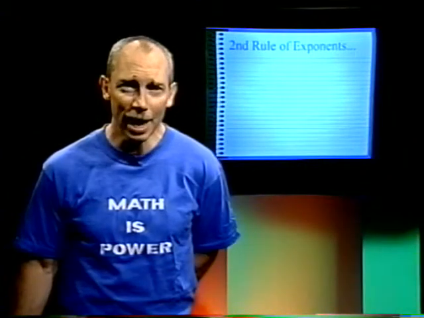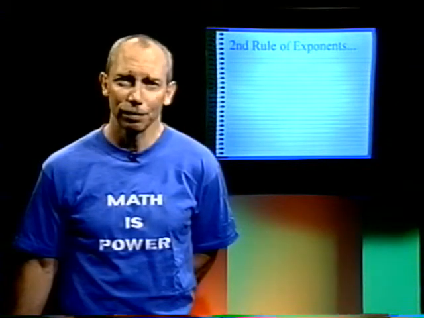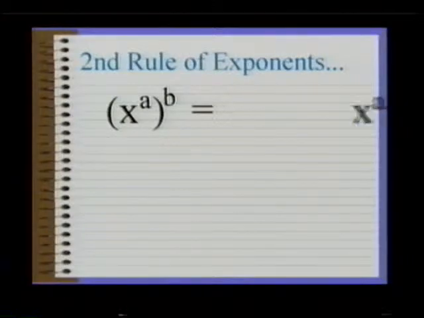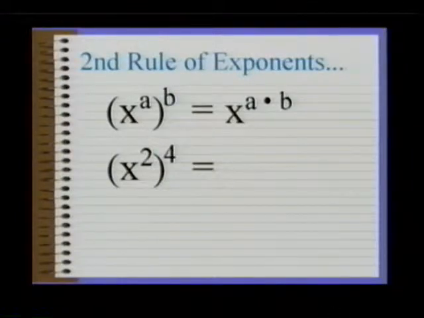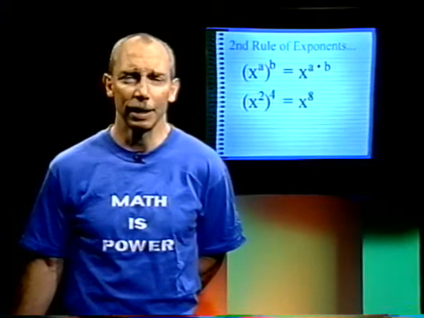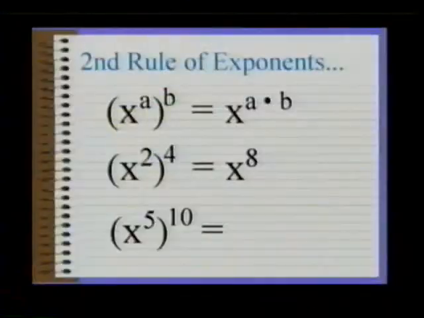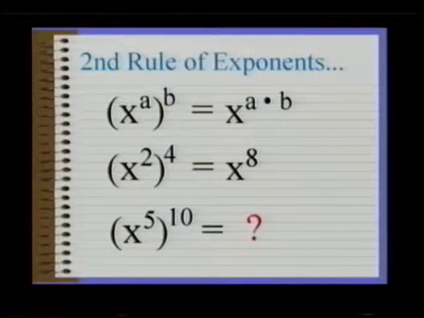Okay? Now, the second rule of exponents is like the first, but it involves parentheses. x to the a, the whole thing in parentheses, to the b, is x to the a times b. Now, why would that be? Well, for instance, this, x to the 2nd to the 4th, we don't want to write out 4 x to the 2nds. Okay, so we have a shortcut. We can multiply and get x to the 8th. Okay, just as a shortcut, save our writing so our hand doesn't hurt so much. Another example, we wouldn't want to have to write that out 10 times. So using this rule, x to the 5th to the 10th would be x to the 50th.